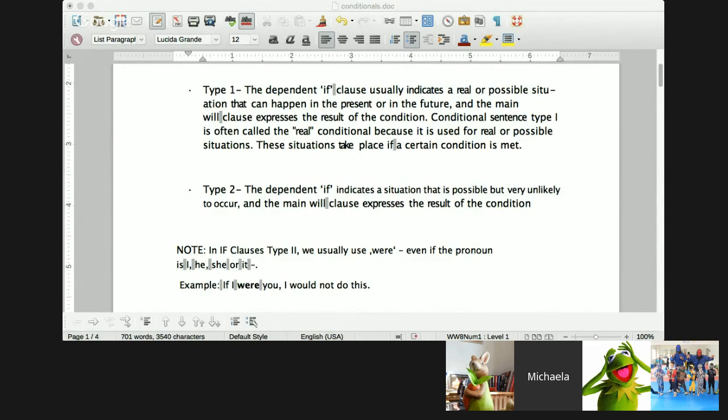Awesome, thanks. So that was about type 1 that you just read. And let's have Eunice read about type 2 and the note below. Type 2, the dependent if indicates a situation that is possible but very unlikely to occur, and the main will clause expresses the result of the conditions. Note, in if clauses type 2, we usually use were, even if the pronoun is I, he, she, or it. Example, if I were you, I would not do this.